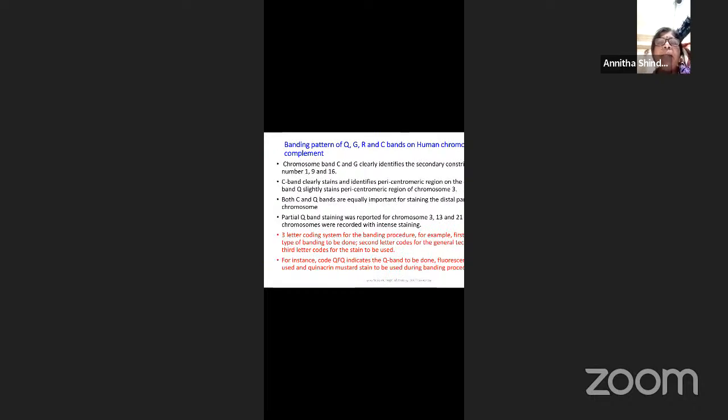Chromosome bands C and G clearly identify the secondary constriction of the chromosome, whereas C band stains and identifies the pericentromeric region. So each banding actually specifies a certain region on the chromosomes. They say that C band clearly stains and identifies the pericentromeric region. Then both C and Q bands are equally important for staining the distal part of the long arm of the Y chromosome.